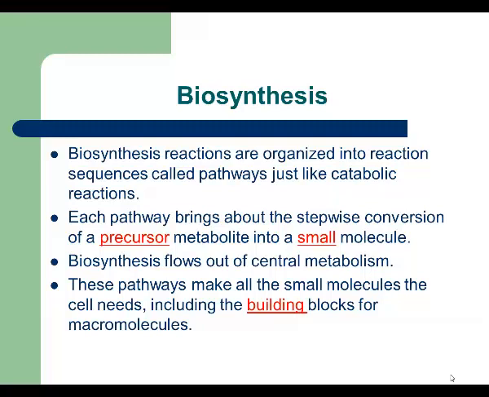Alright, let's get back to metabolic tasks. The next metabolic task is biosynthesis. Biosynthesis uses precursor metabolites, which are made by catabolism, to make what we call building blocks. Those are small molecules, very specific molecules for each cell.